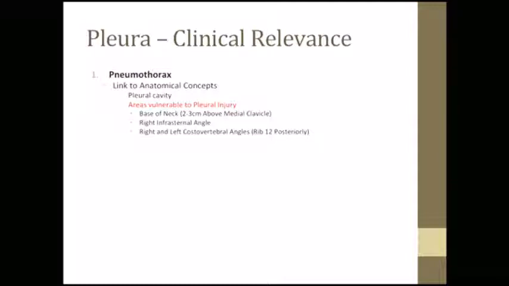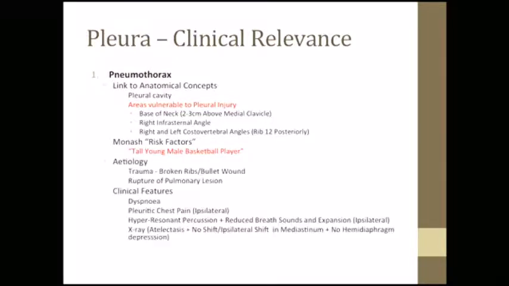So there are 3 areas, I repeat, 2 to 3 centimeters above the medial clavicle, the right infrasternal angle, and the right and left costal vertebral angles. And so the classic Monash risk factor for pneumothorax is a tall, young, male basketball player. But trust me, this never actually happens in real life. Well, it does, but really rarely. And these are the main etiologies.